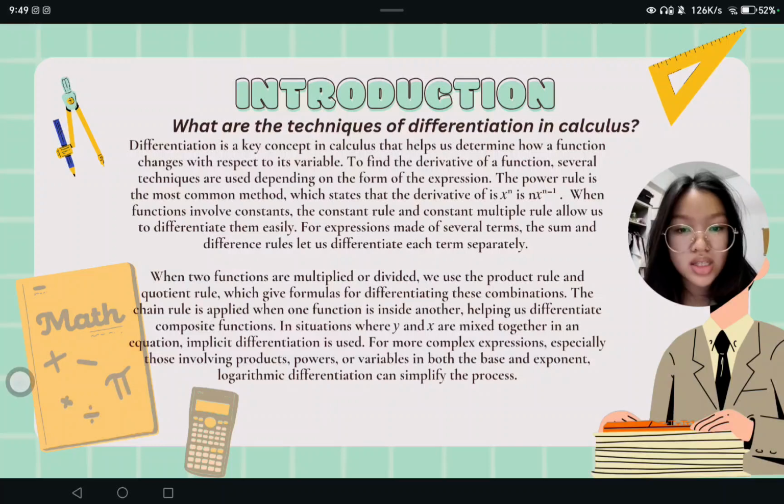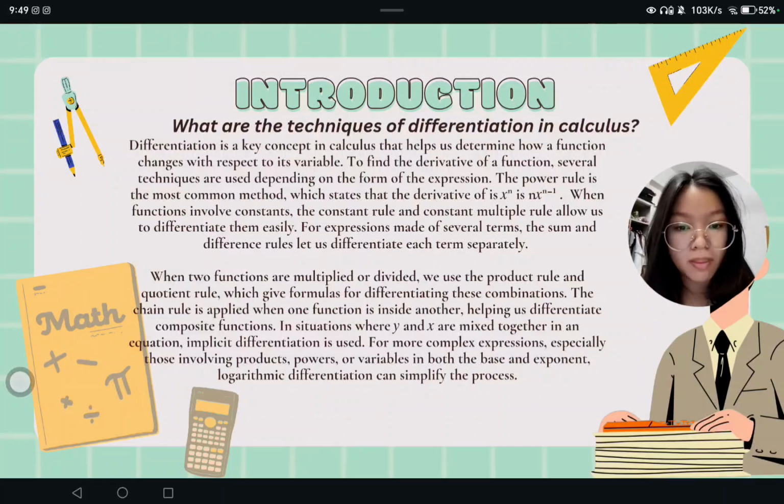When a function involves a constant, the constant rule and constant multiple rule allow us to differentiate them easily. For an expression made of several terms, the sum and difference rules let us differentiate each term separately. When two functions are multiplied or divided, we use the product rule and quotient rule. We give formulas for derivative distribution.